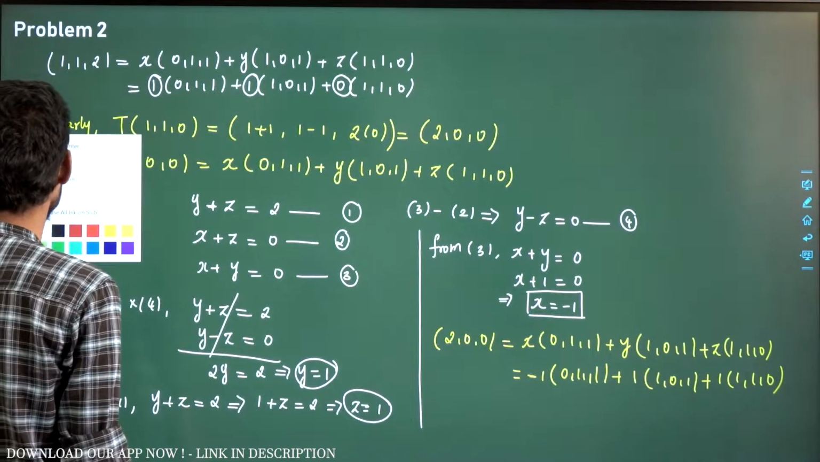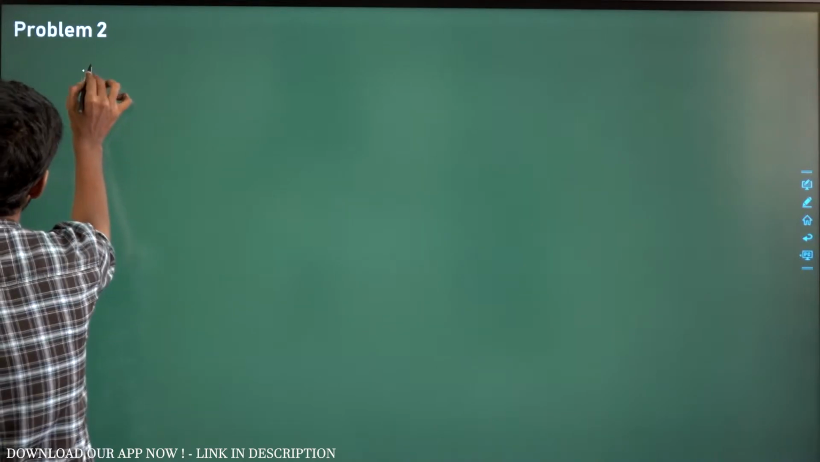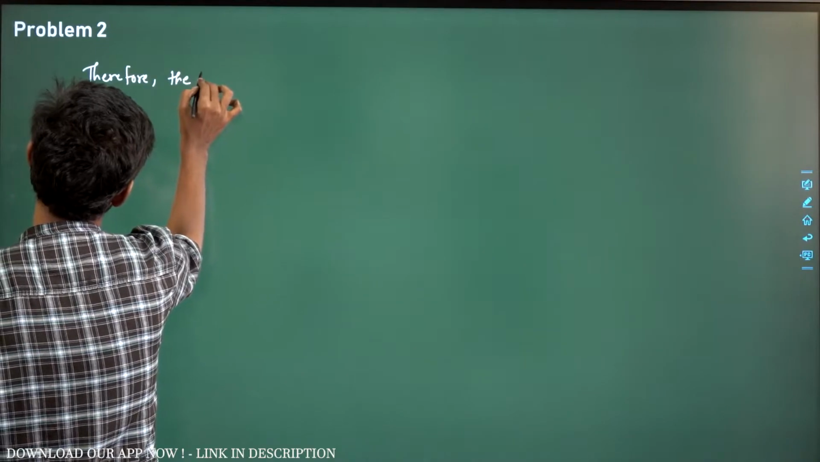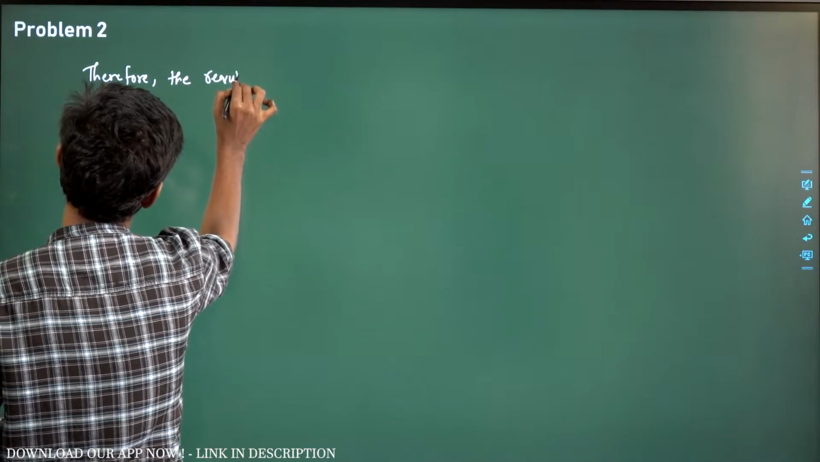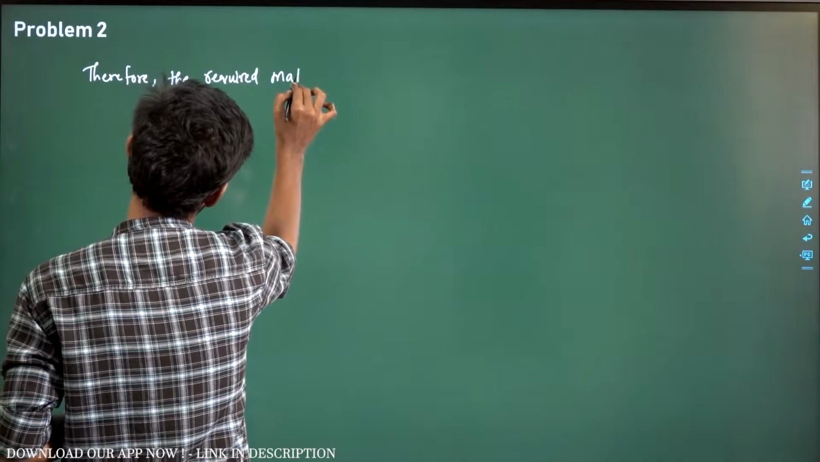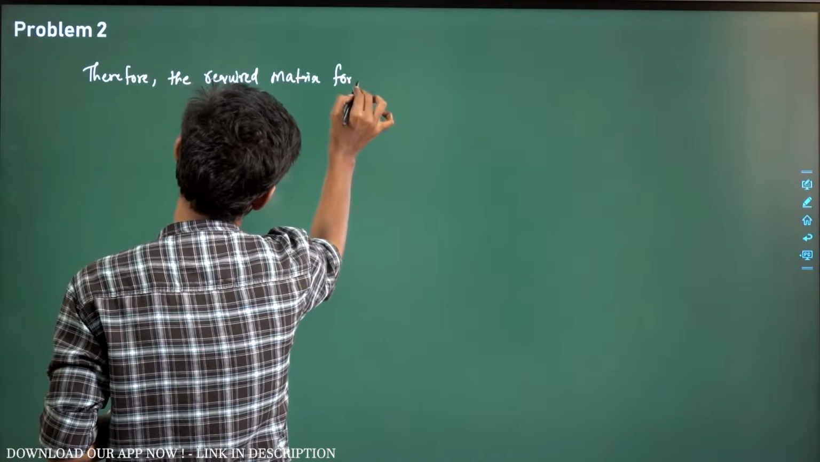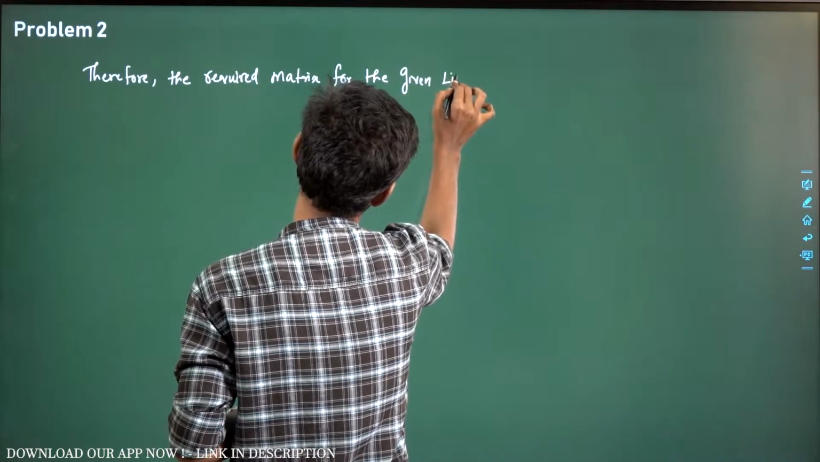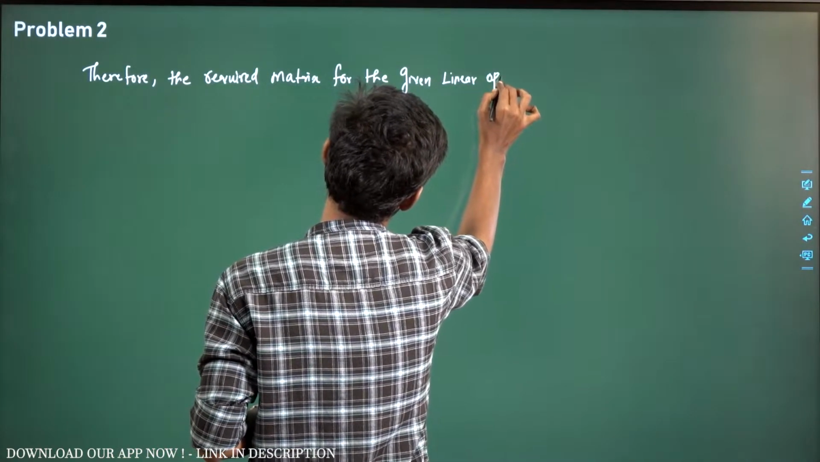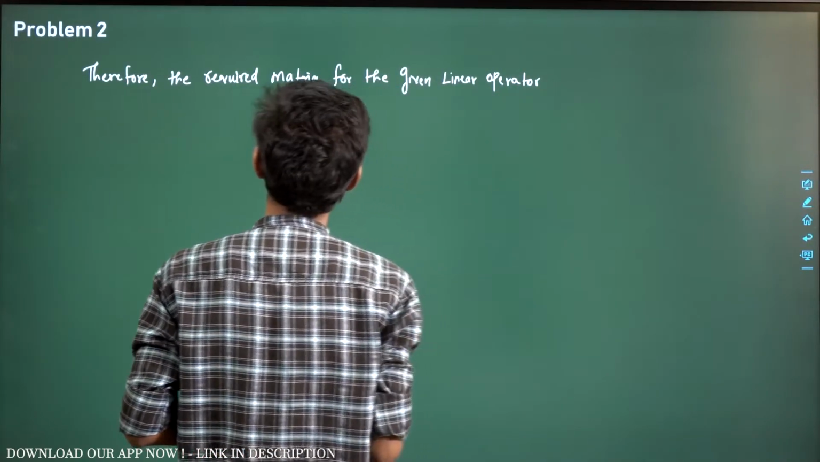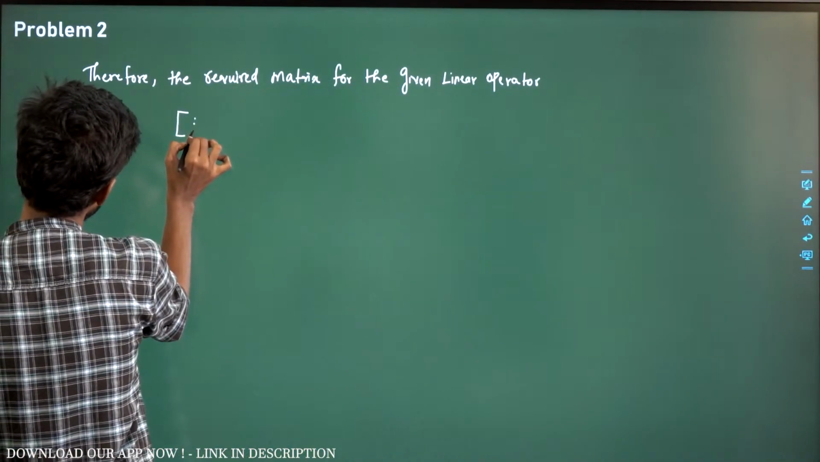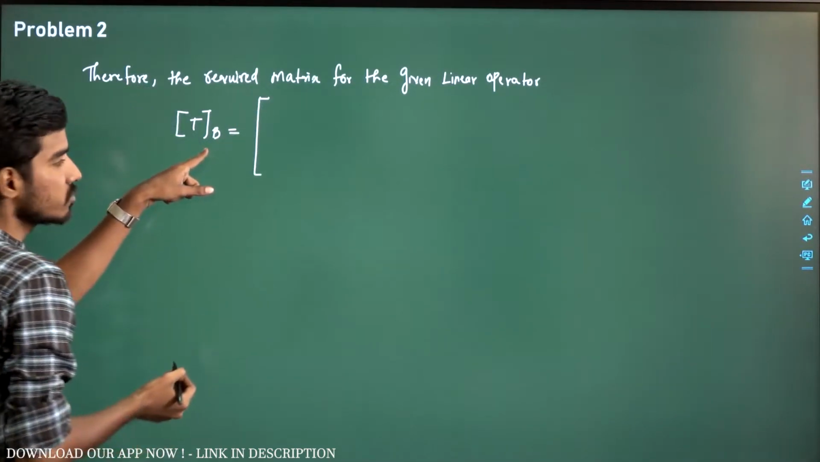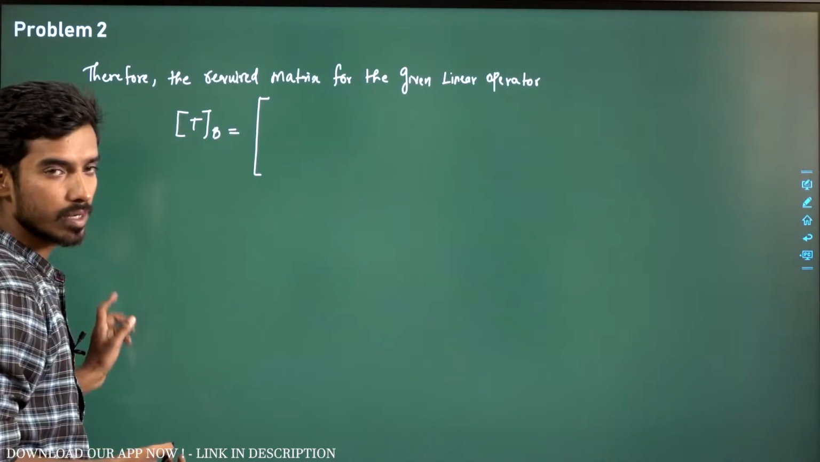Therefore, the required matrix for the given linear operator, right? So the matrix for the given linear operator with respect to the basis, with respect to the given basis B, the matrix of T with respect to the given basis.